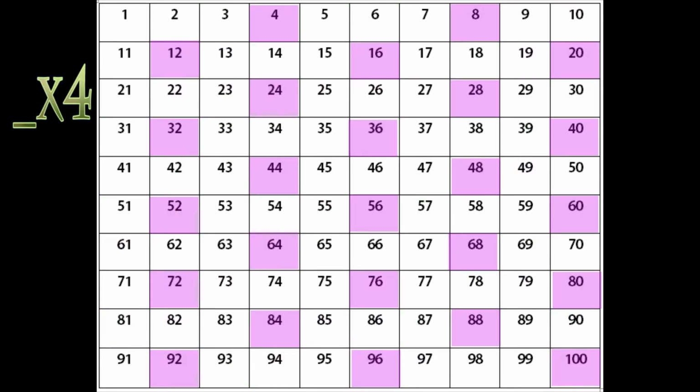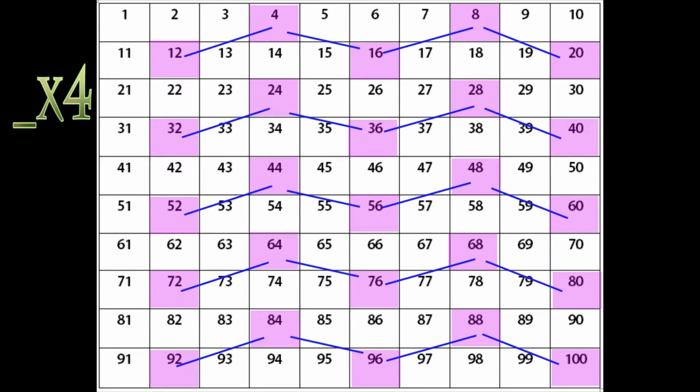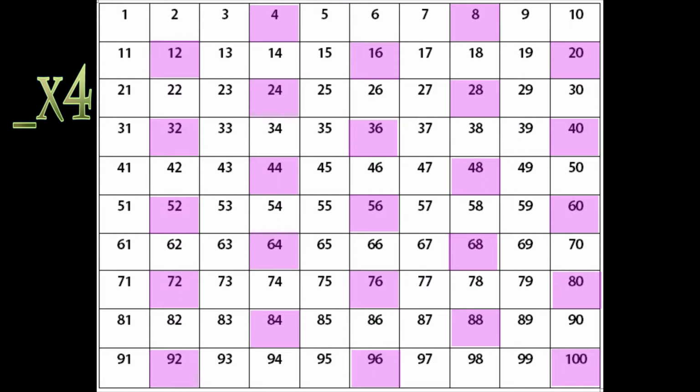The multiples of 4 make an interesting pattern. They do make diagonal lines, or you could see them as kind of wavy lines on our hundreds chart. Or maybe you see them as skipping every other number in a vertical column. Skip counting the first 10 multiples of 4 sounds something like this. 4, 8, 12, 16, 20, 24, 28, 32, 36, and 40.